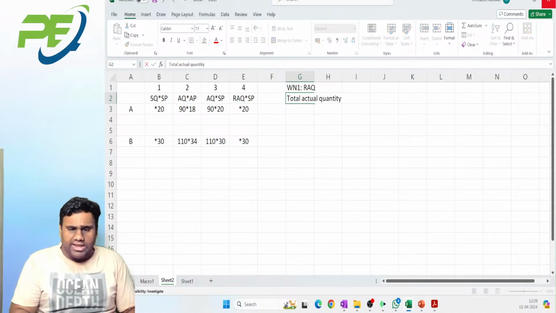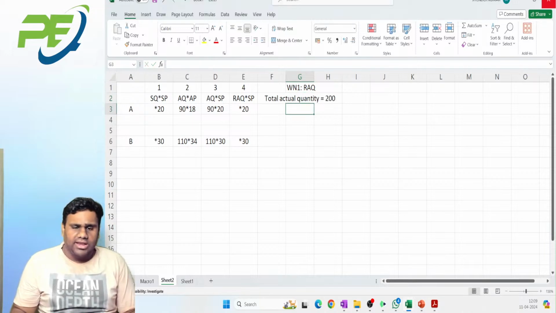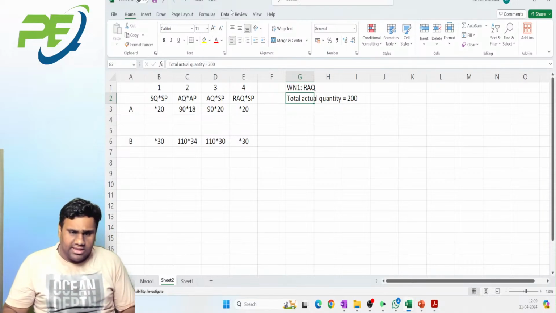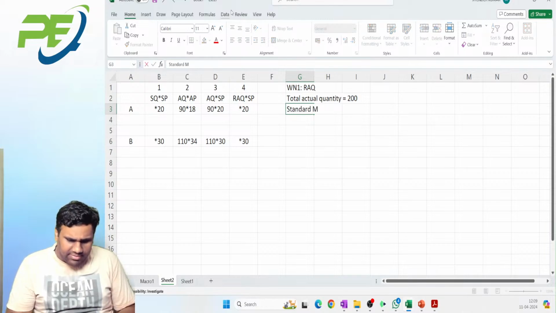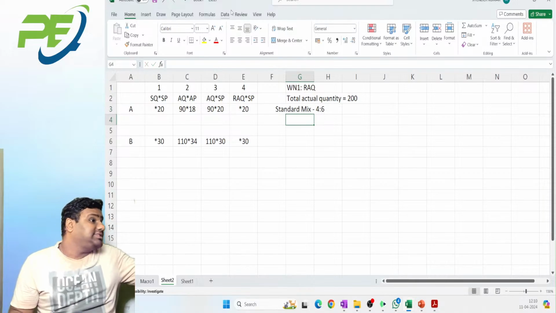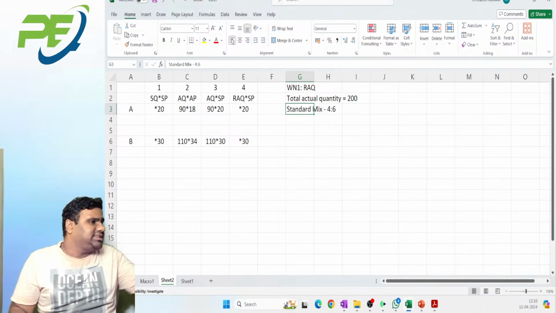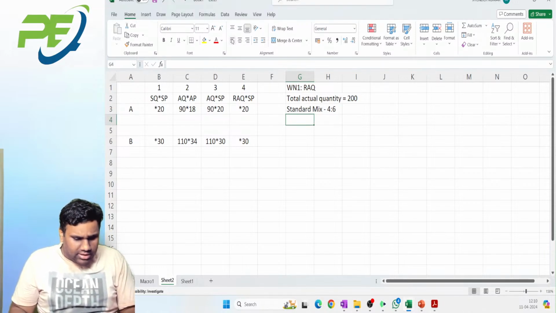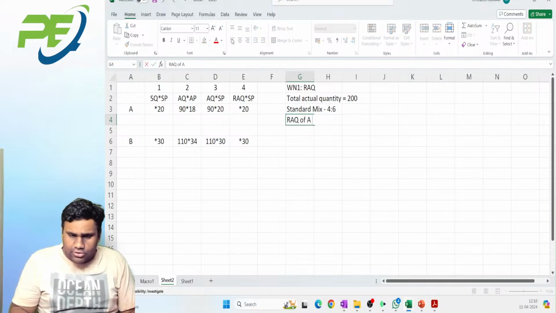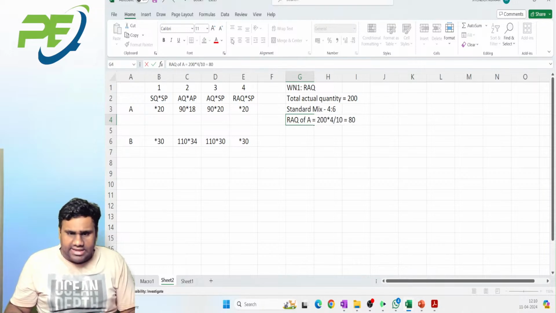Total actual quantity is 200. Everyone, so total actual quantity is 200. And standard mix is 4:6, 40% and 60%, you remember? So standard mix is 40 and 60, that is 4:6 or 2:3. So RAQ of A is equal to 200 into 4 by 10, that is 80.